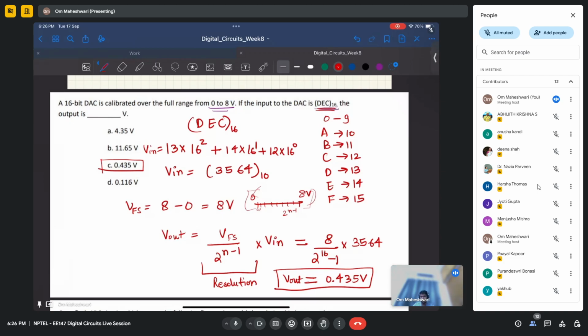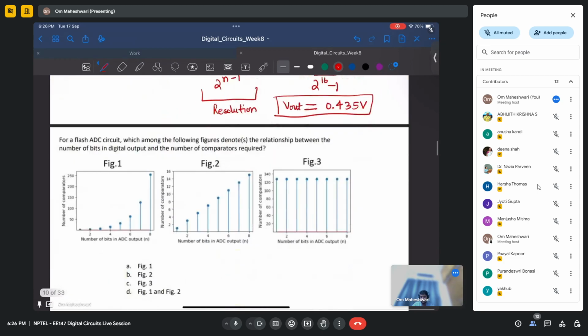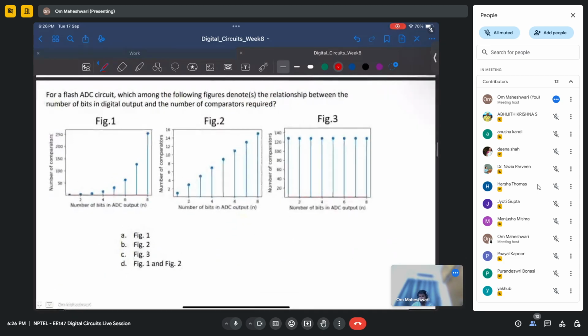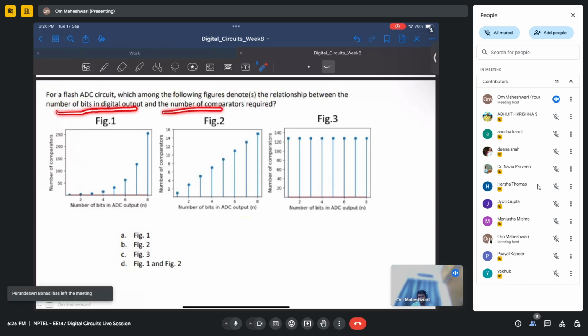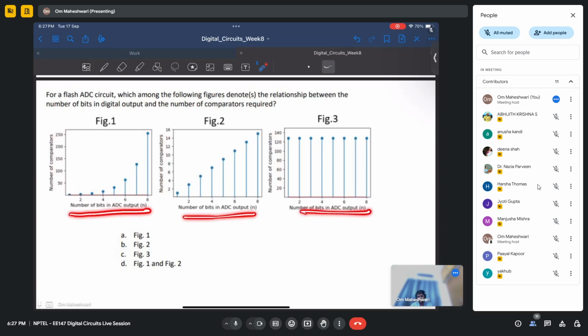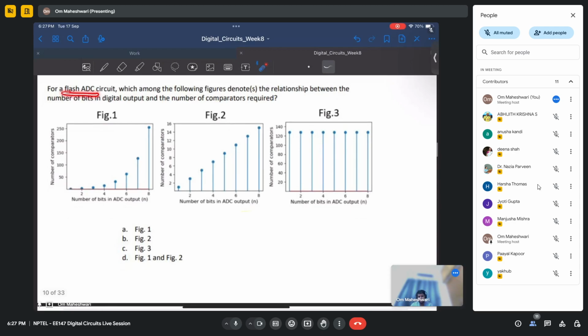Okay, so let us move ahead. The question says, for a flash ADC circuit, which among the following figures denotes the relationship between the number of bits in digital output and number of comparators required? In the y-axis you have number of comparators, and in the x-axis you have number of bits in ADC. You have to tell which of these figures corresponds to flash ADC.